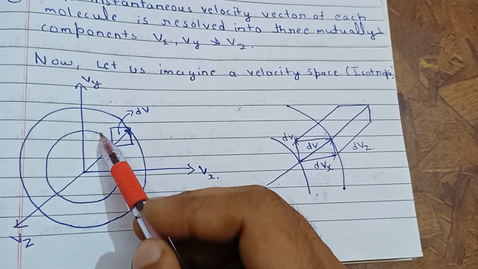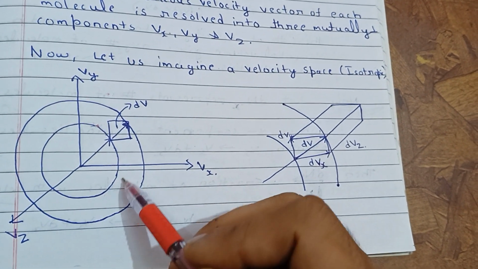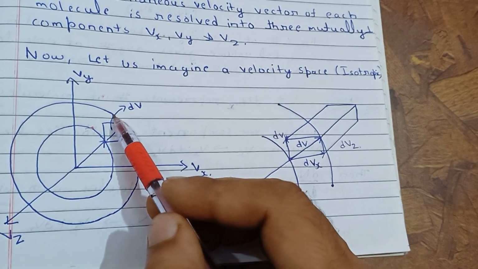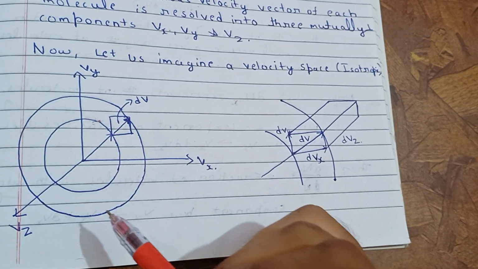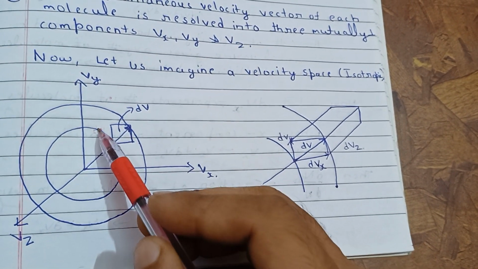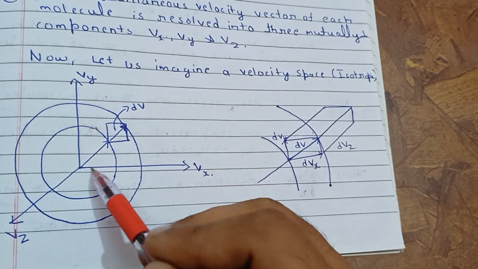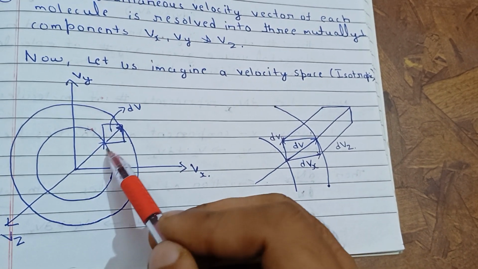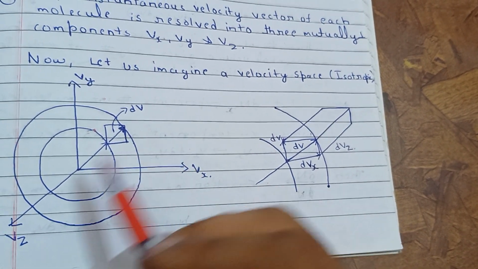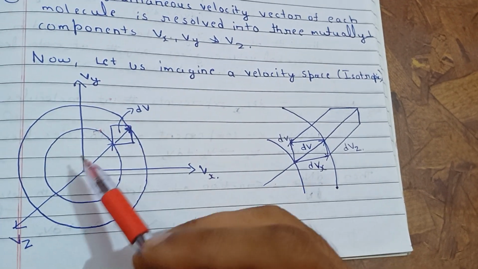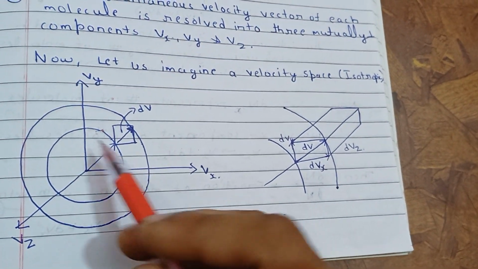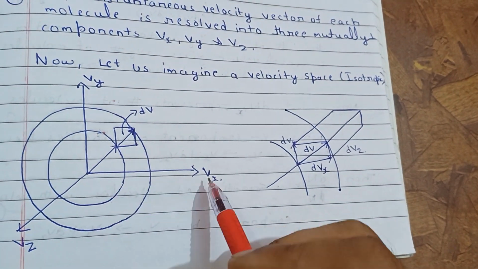Meaning the net velocity of all the particles lying on this sphere will remain the same, and all the particles lying on the second sphere will remain the same. So that's how we'll study it: the particles lying on this sphere will have the same velocity, and different spheres will give you different velocities. So that's how we are going to study the complete distribution with the help of these spheres in the velocity space.